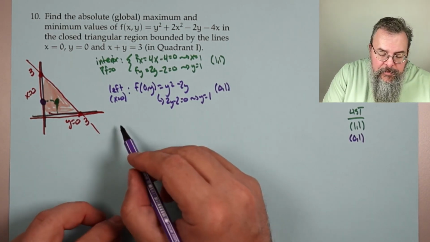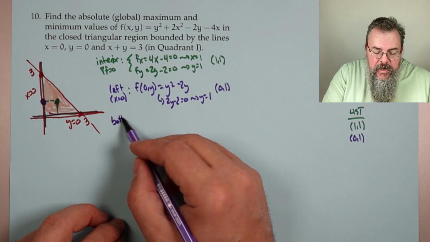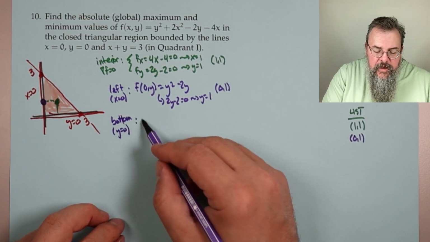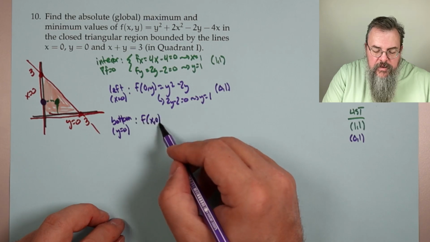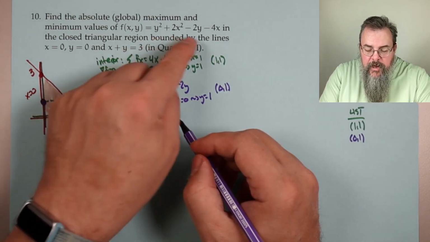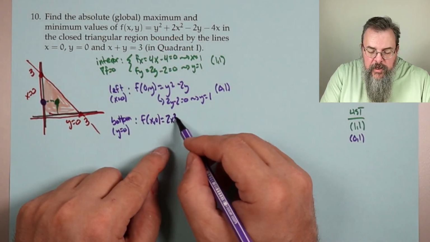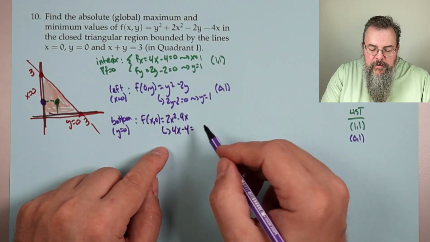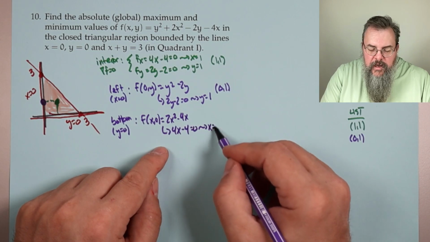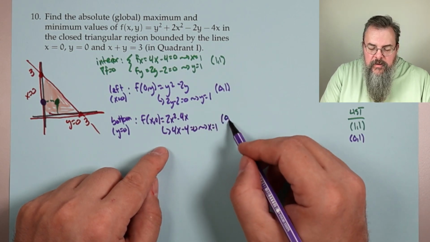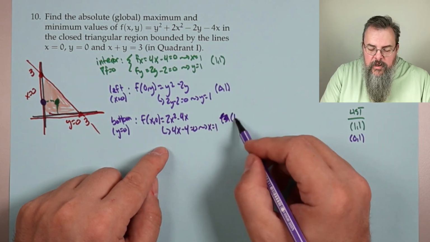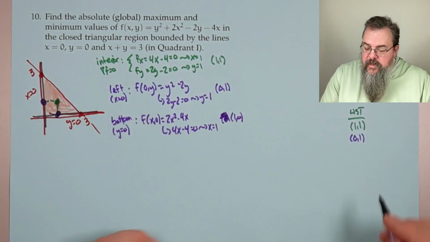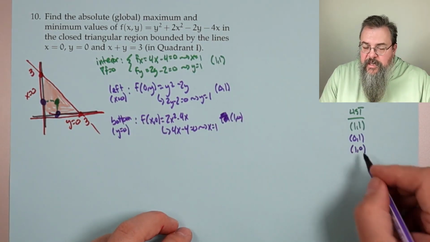Okay, how about the bottom? All right. Well, that's y equals 0. Okay, so that looks like f of x comma 0. So we already see, we put a 0 for y. We get 2x squared minus 4x. Take the derivative, because we're down to one variable. And we see that it's x equals 1. So it's at the point 1 comma 0, which is that point. That's in our set. It makes our list.